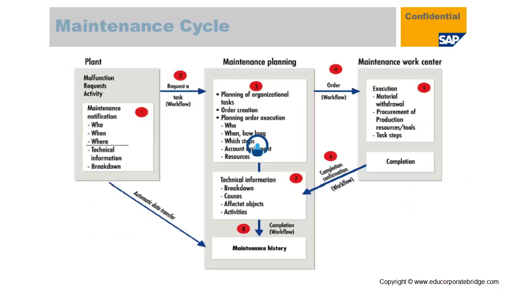So the prerequisite, the master data needs to be created in the system, having a plant with a maintenance planning plant. Then you have to create an order. So the order creation is against the notification. So the notification gets created in the system.